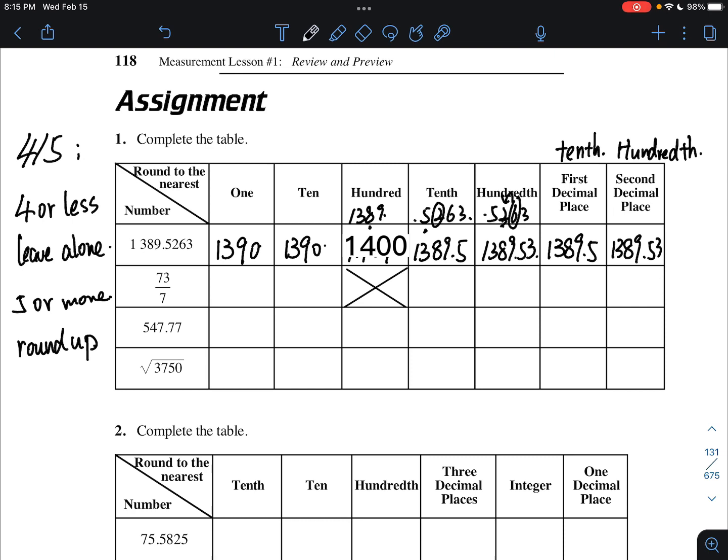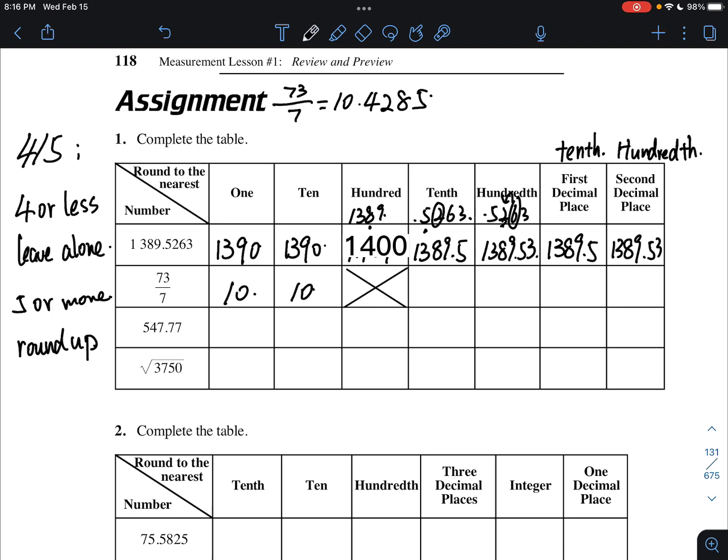Let's do the next one, 33/7. This one is not a decimal. The first thing we need to do is change it into a decimal. Use your calculator. 33 divided by 7 is 10.4285. Then for the ones place, we look at 4. 4 is 4 or less, so leave it alone, so we just write 10. And for tens, because it's 0, we can just write 10 the same.